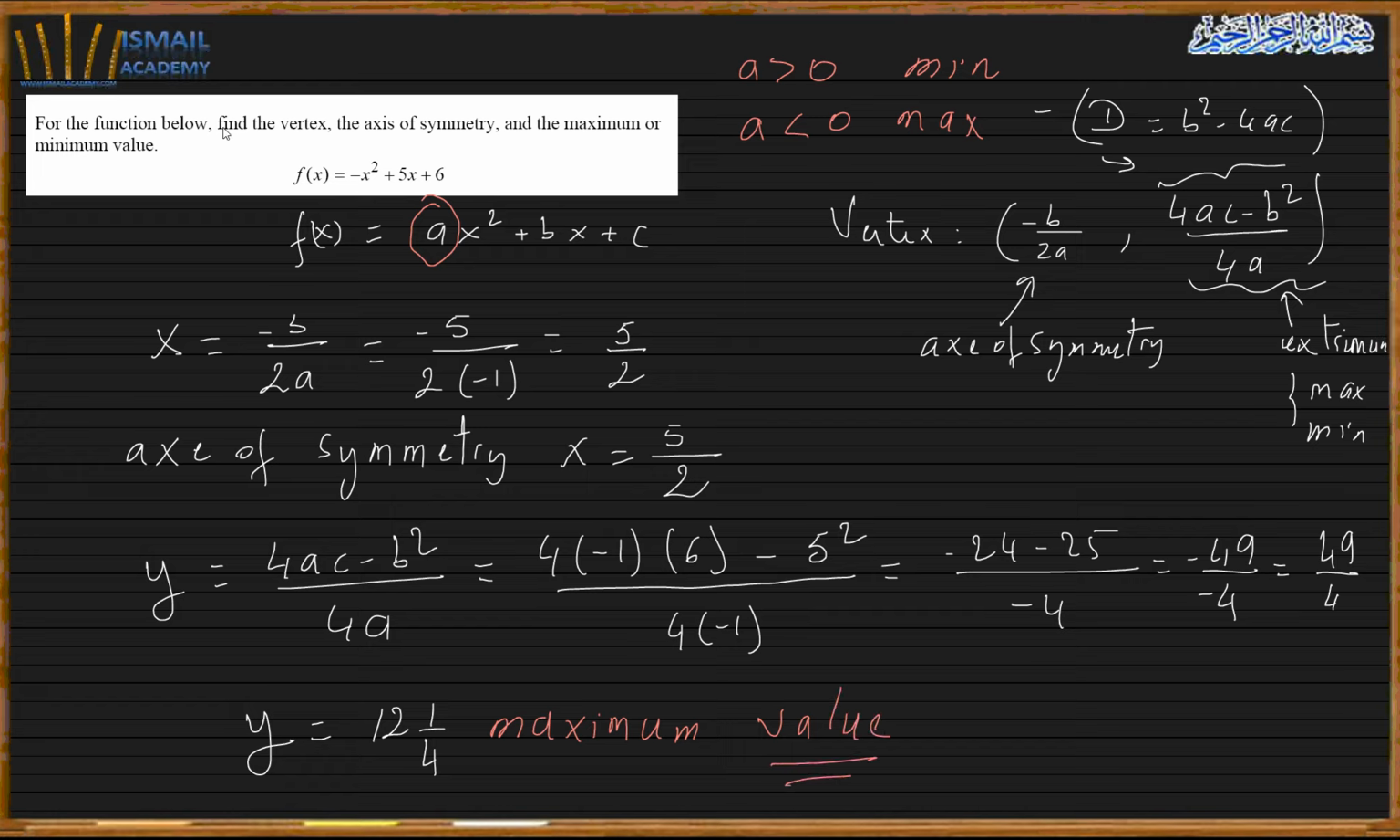As you see here, find the vertex, the axis of symmetry, and the maximum or the minimum value. In fact, it's one question, they ask you the vertex, because from the vertex you get all the information you need to know for those 3 questions. You just need to solve one question, it will give you the other 2. I hope it's clear.